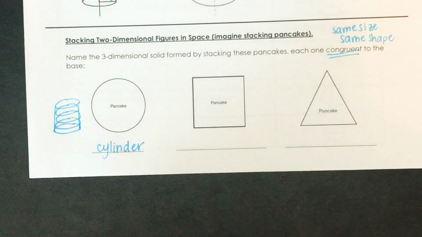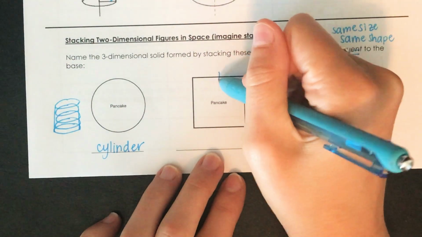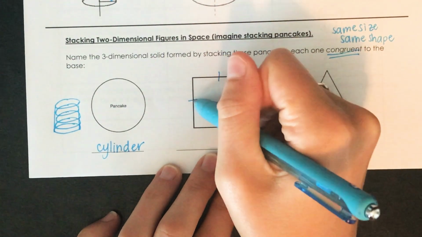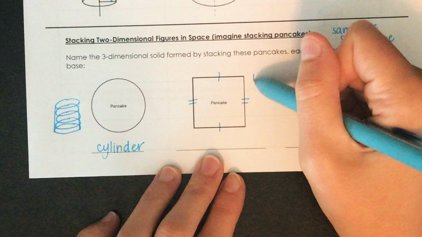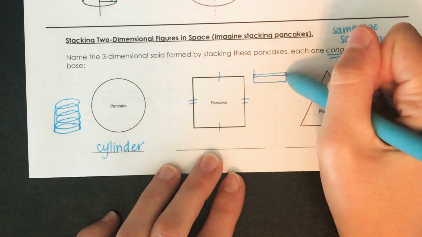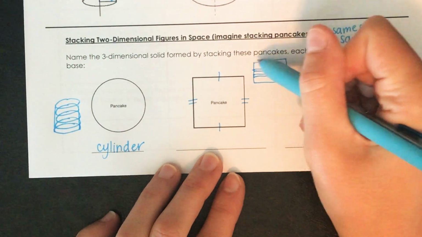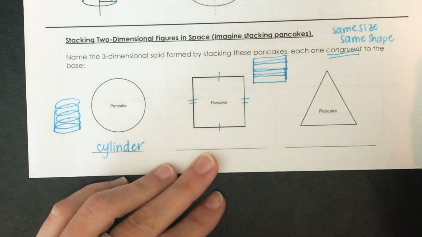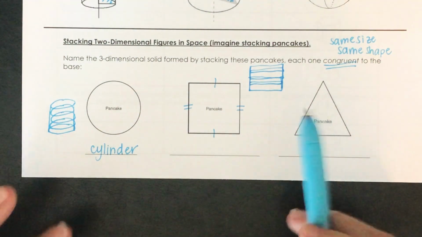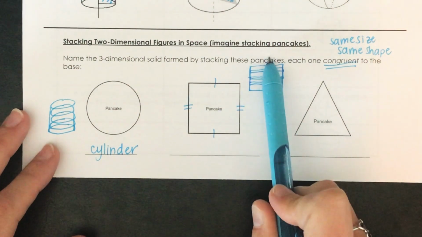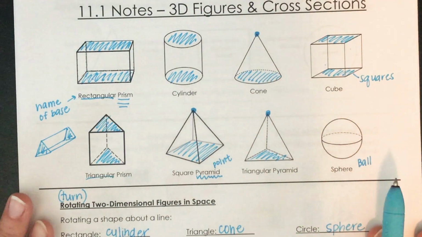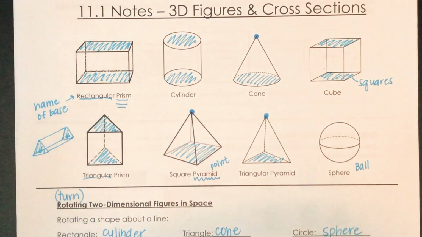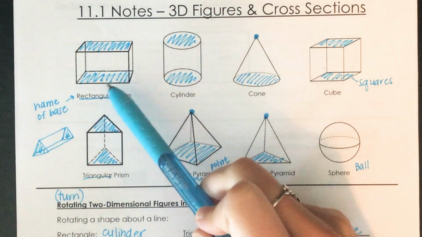Okay, now I've got myself a pancake, and this right here is a rectangle. So if I stack a rectangle on top of a rectangle on top of a rectangle, and so on and so forth. Again, that was not a good picture, but I'm making a prism with a rectangle at the bottom and a rectangle at the top. Which one of these has a rectangle at the bottom and a rectangle at the top and makes a prism? Oh, that would be a rectangular prism.